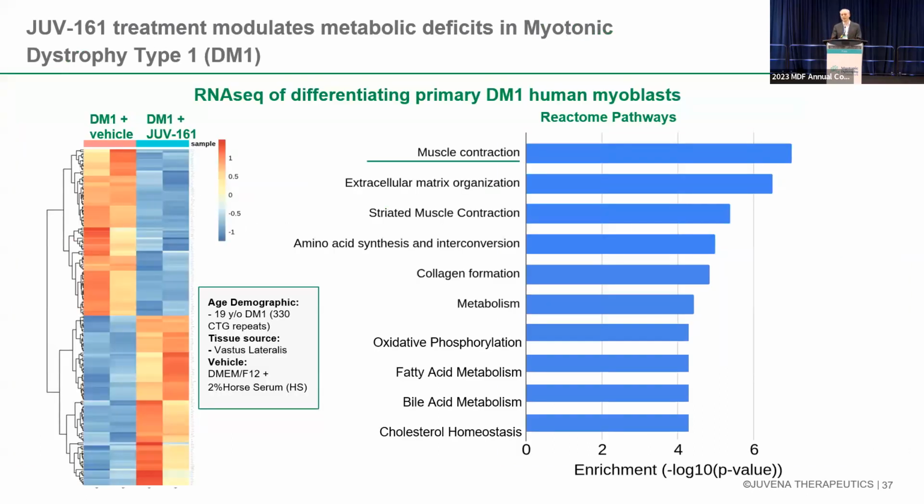Looking more globally at the effect of JUV161 treatment, we see that it has a pronounced effect on the expression profile of human muscle precursor cells with the myotonic dystrophy mutation, to restore the expression of components of muscle contraction and extracellular matrix that are important in the establishment and maintenance of muscle fiber integrity, as well as components of energy homeostasis that would allow it to utilize the metabolic components in the blood for generating the energy needed for muscle force.